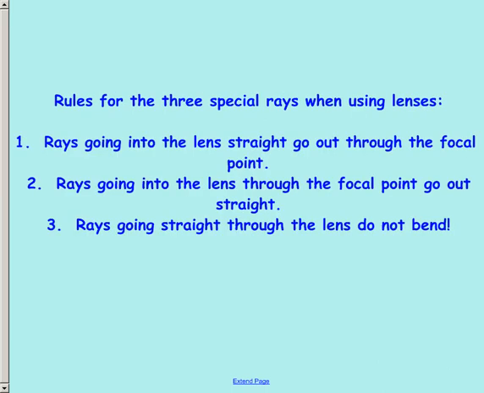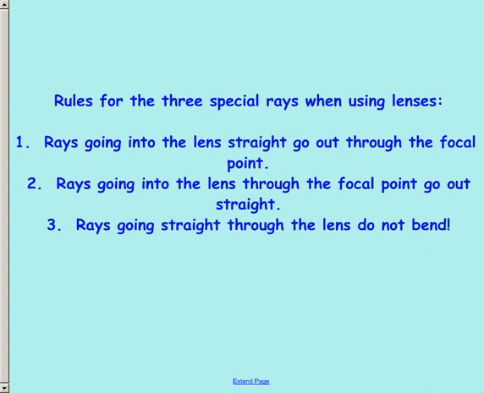So now we got to move on to ray tracing. The rules for those three special rays that we had for mirrors changed just a teeny little bit, not very much. Let's look at number one. Rays going into the lens straight go out through the focal point. That's the same. Number two, rays going in the lens through the focal point go out straight. That one didn't change either, the wording of it. Now, it's going to take a little practice for us to get this, but we'll get it. Things change just a touch.